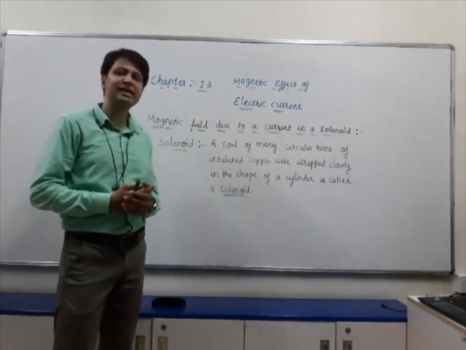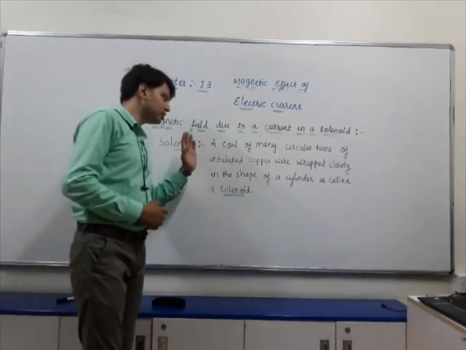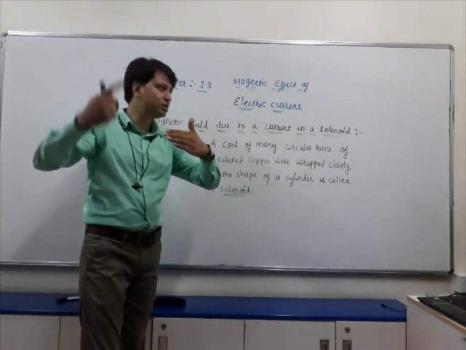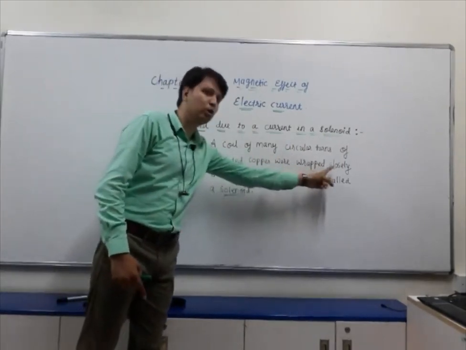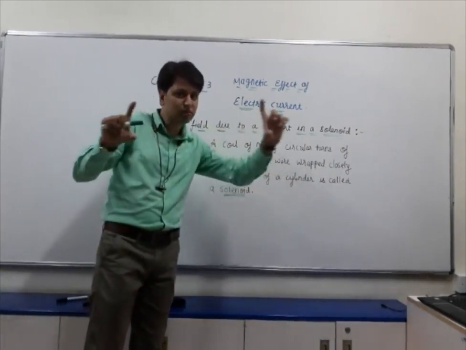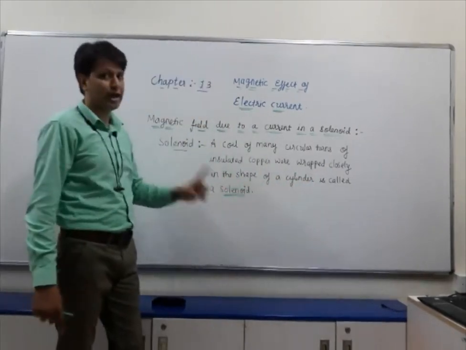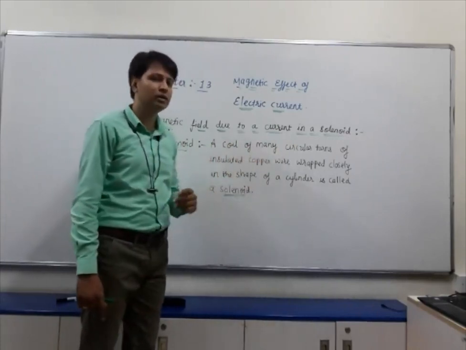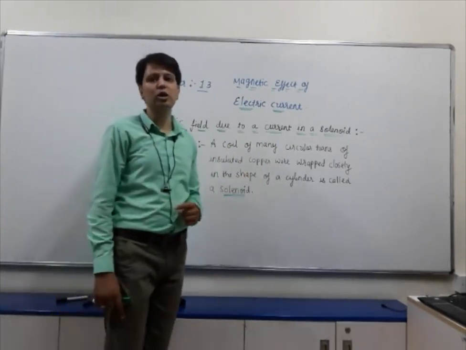The first question that arises in our mind is: what do we mean by a solenoid? A solenoid is a coil of many circular turns of insulated copper wire wrapped closely in the shape of a cylinder. As you have seen, the shape of a cylinder is called a solenoid. I repeat, a coil of many circular turns of insulated copper wire wrapped closely in the shape of a cylinder is called a solenoid.